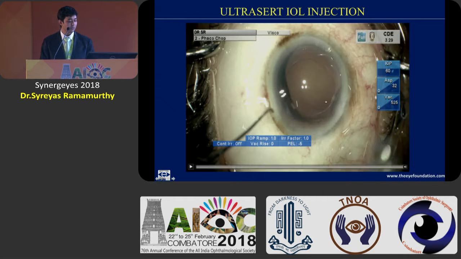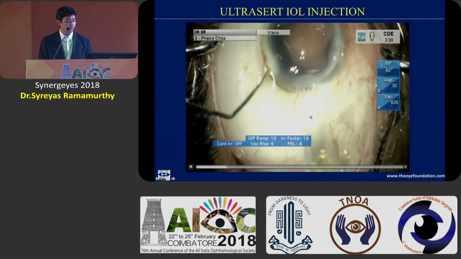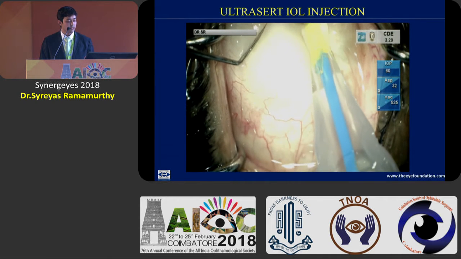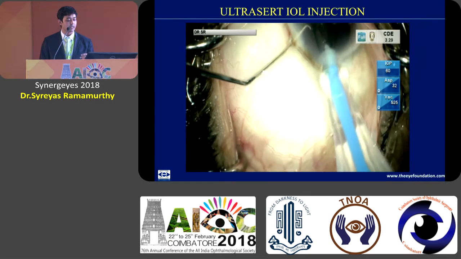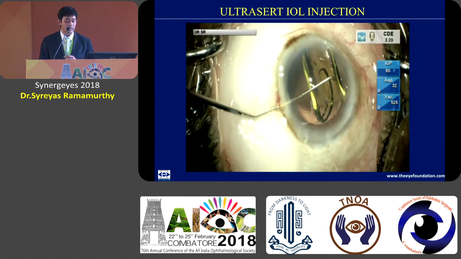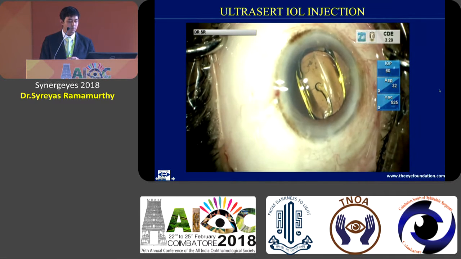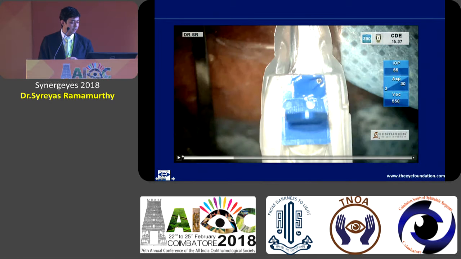So a quick couple of videos where I'm showing that this very snugly fits into this 2.2 millimeter wound where the phacoemulsification has been completed, and then the IOL can be very smoothly injected. You don't even require a second instrument, and then it is just directly tucked into the bag with the utmost ease and comfort.